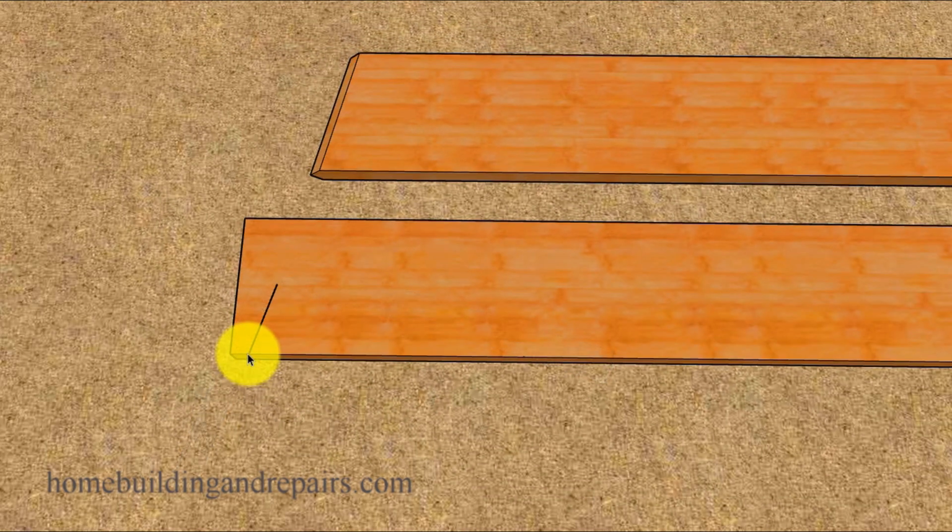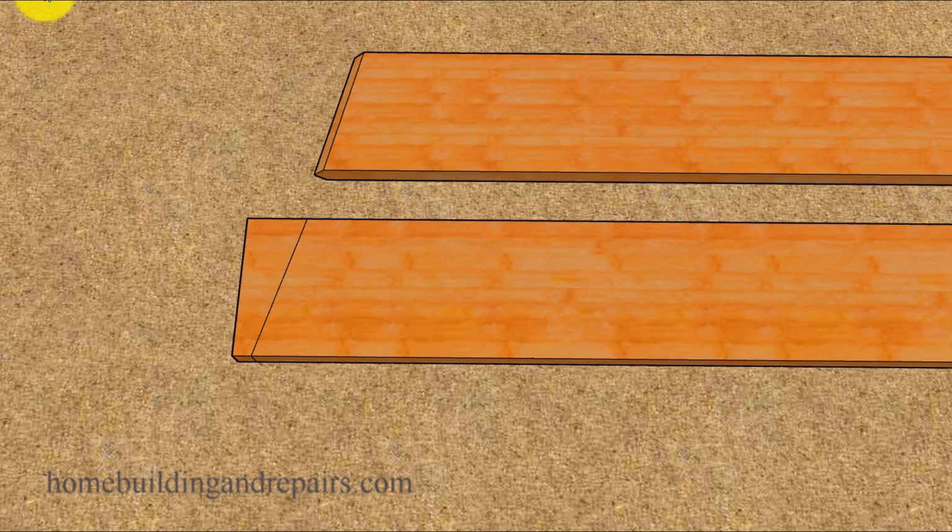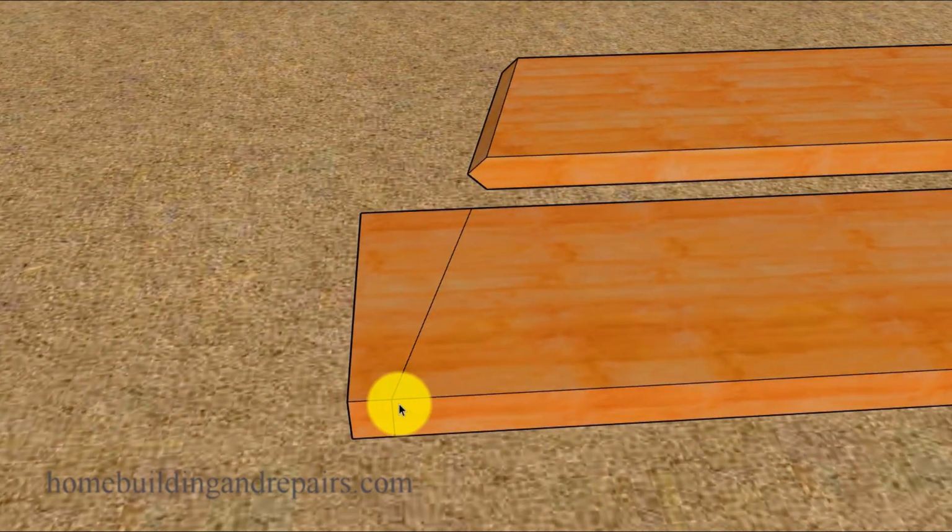Then the next step will be to make a mark along the edge of the framing square, and then to extend the line, simply grab the framing square and line it up with the other line so that you can draw the rest of the line. And then draw a line at the top, something like this.